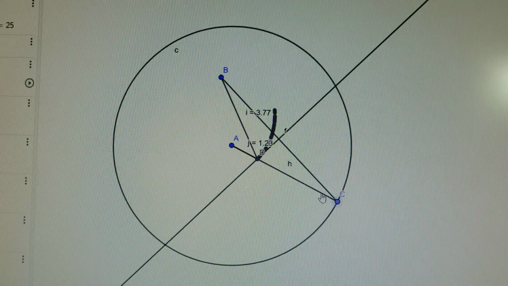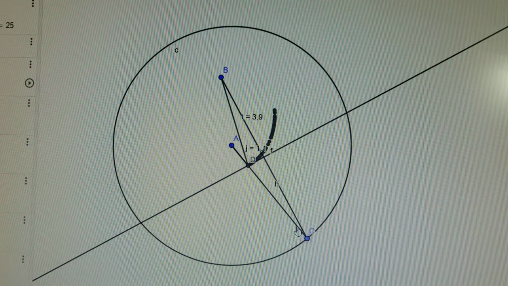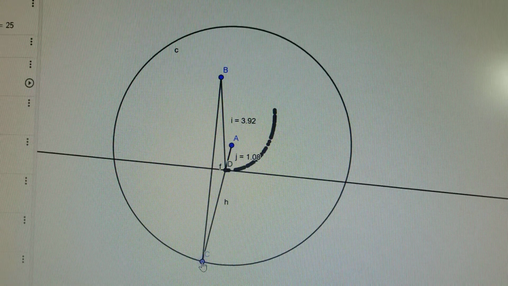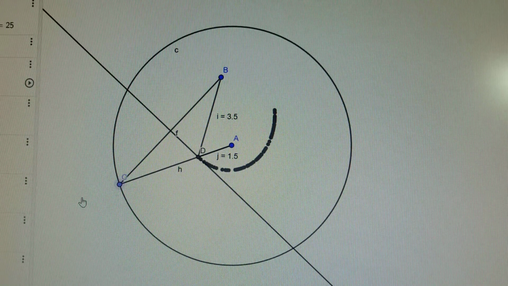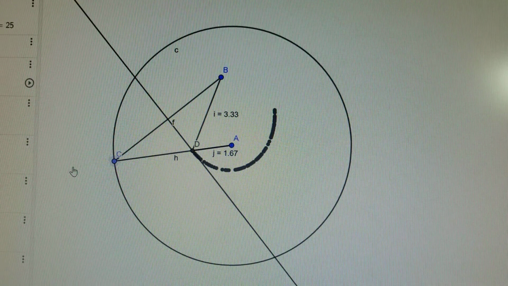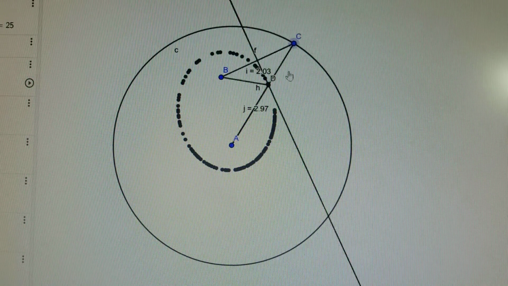Then I'm going to ask what happens if I move that point. What is the distance? 5. How about here? 5. How about here? 5. How about here? 5. How about here? 5. Oh, this is nothing except an ellipse.